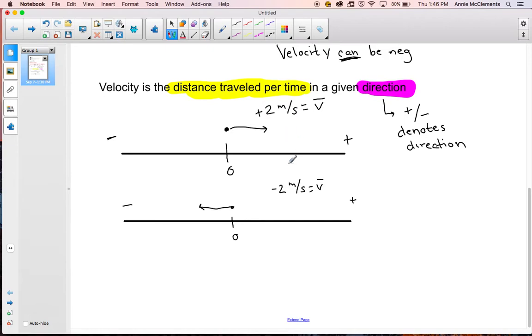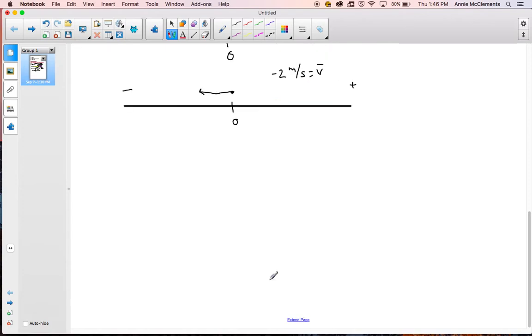So how do we think about this mathematically? The equation for calculating average velocity, v bar, is displacement, which we saw in the last video as change in position, delta x, over the change in time. How long did it take for that change in position to happen? Remember, this change in position is not the same as distance. Delta x is not distance.